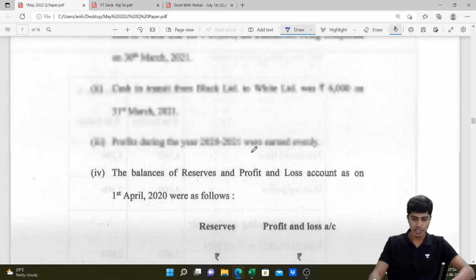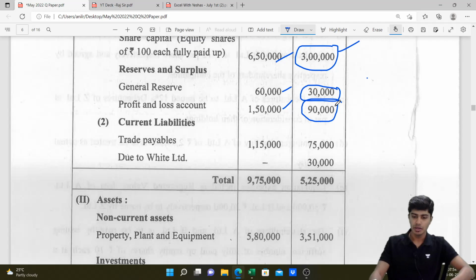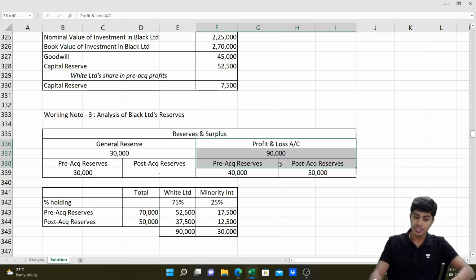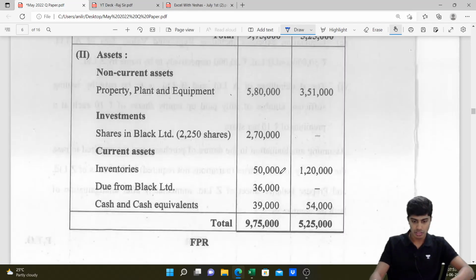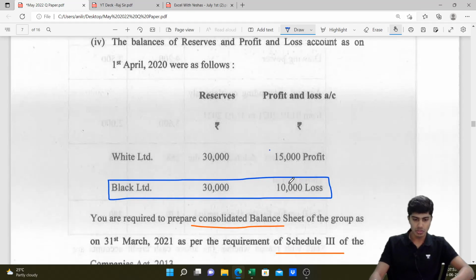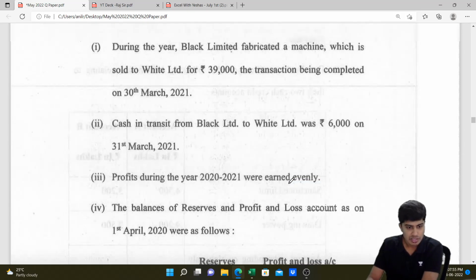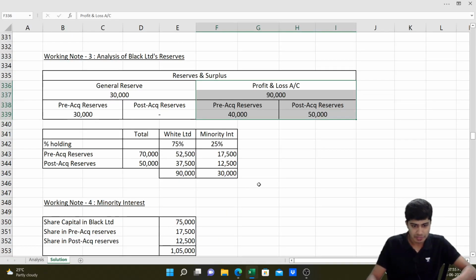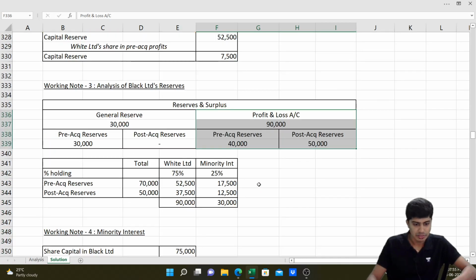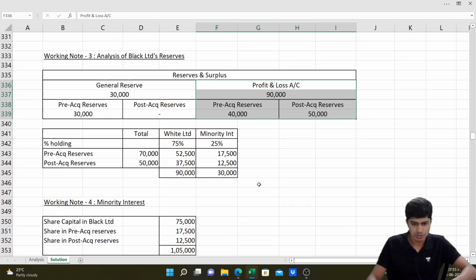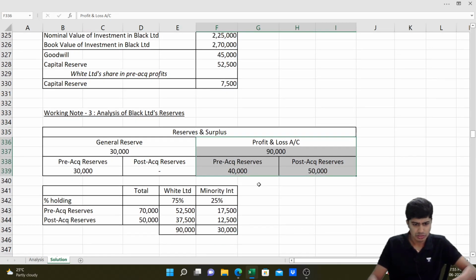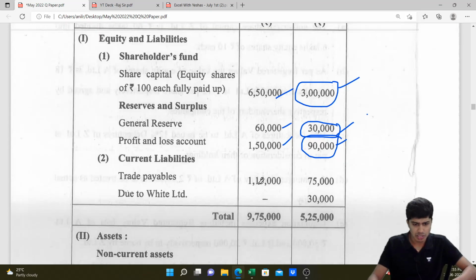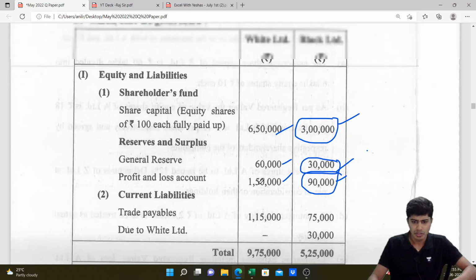However, on the closing date, the balance sheet date, profit and loss account is 90,000. So I'll write here 90. Of this, is pre-acquisition 40,000? But we have a 10,000 loss. I think there is some adjustment that I might have done. Give me a moment, I'll tell you what that was. Any other item to be adjusted? No. 90 is for Black Limited.